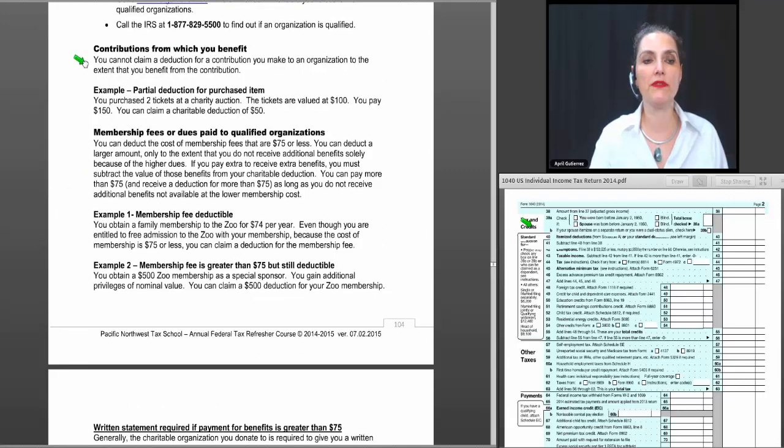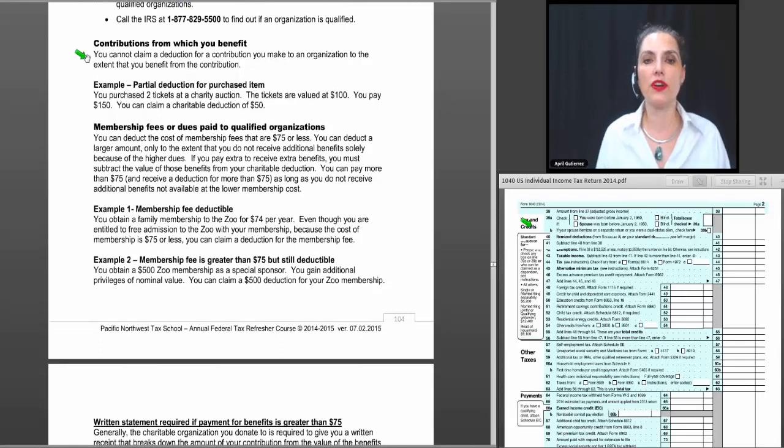Contributions from which you benefit. You cannot claim a deduction for a contribution you make to an organization to the extent that you benefit from that contribution. And here's an example where you are only allowed a partial deduction because you purchased an item. You purchased 2 tickets at a charity auction, and the tickets are valued at $100, but you pay $150. You will be allowed to claim a charitable deduction of $50.